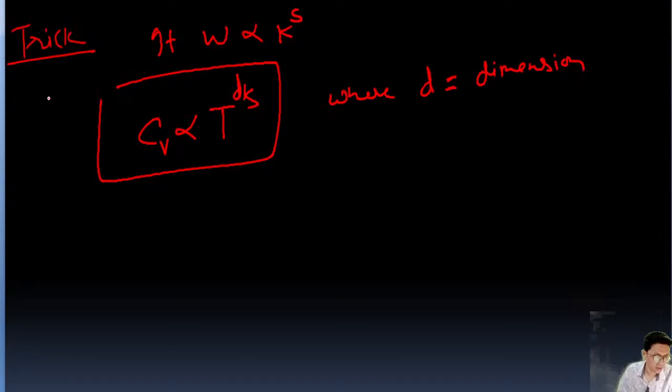Very important, this one. So you need to note down. So this is the one, guys. So CV is going to be proportional to T to the power d upon s. s is an integer, guys, and d is the dimension, 1D, 2D, 3D. So this is an important trick.